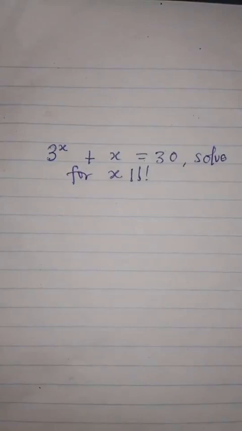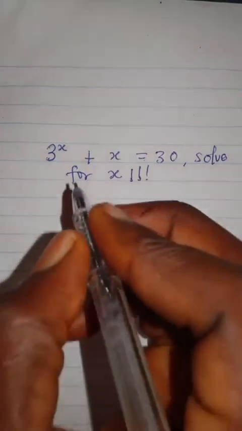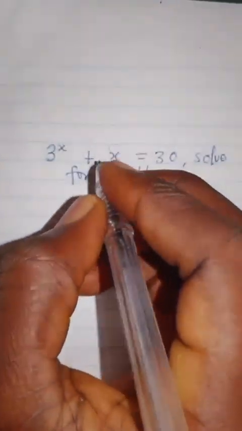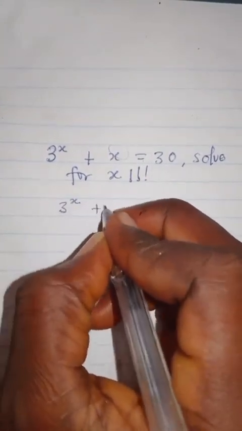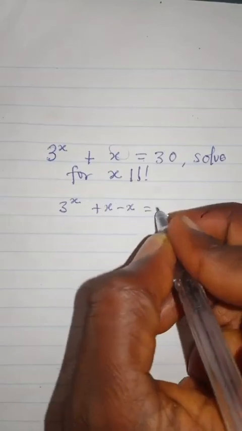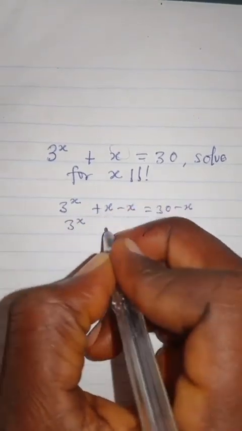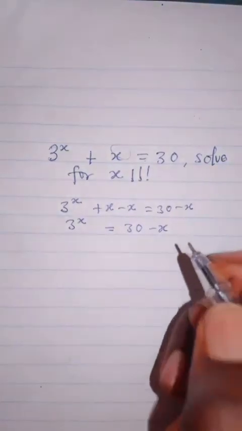So in today's video we'll be solving this question, which is 3 raised to the power of x plus x is equal to 30. So we have to solve for the value of x. Alright, so the first step here is to subtract x from both sides. So subtracting x from both sides, that will be 3 raised to the power of x plus x minus x is equal to 30 minus x. So I'm going to have 3 raised to the power of x is equal to 30 minus x.